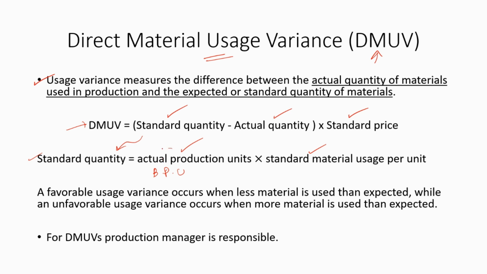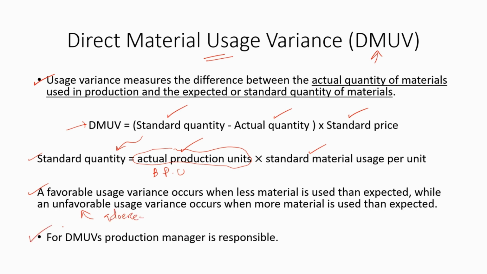We use the actual production units unless it is for the fixed overhead variance. A favorable usage variance occurs when less material is used than expected, while an unfavorable usage variance occurs when more material is used than expected. Unfavorable usage means adverse usage.